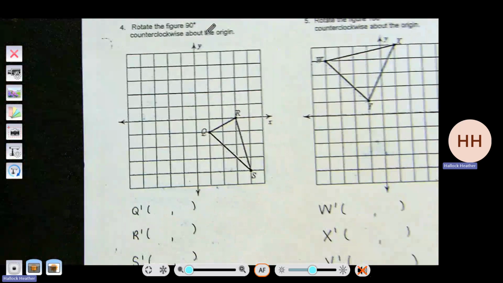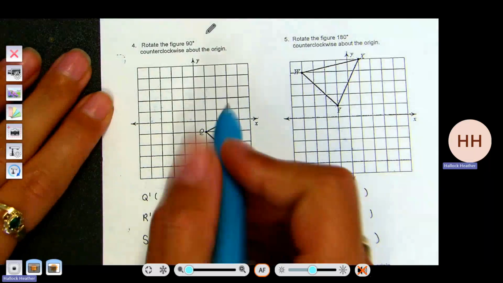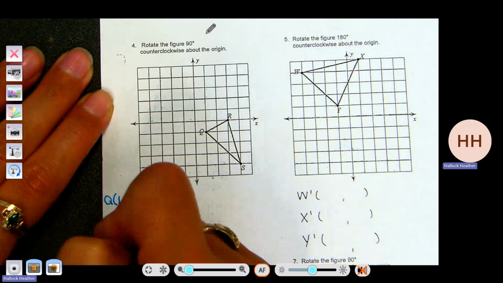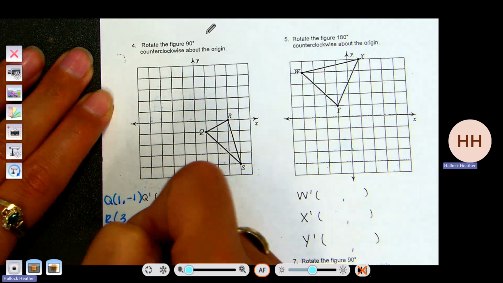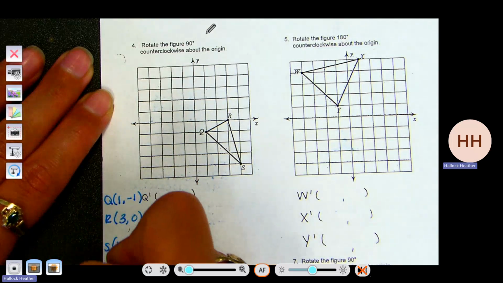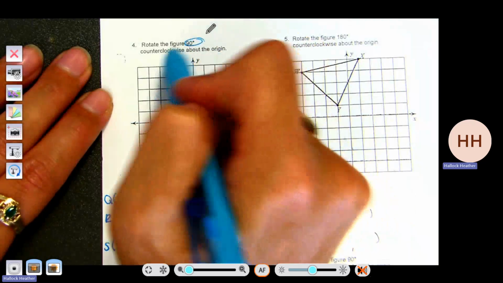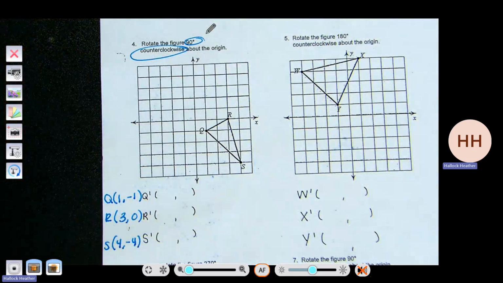If you want to write out the coordinates, you can write out the coordinates. But for like number 4, you could write out Q was, I don't know, at 1, negative 1, R was at 3, 0, and S was at 4, negative 4. You could use the rule and just change it using the math, or you can use the website and just rotate it 90 degrees and it'll do it for you.